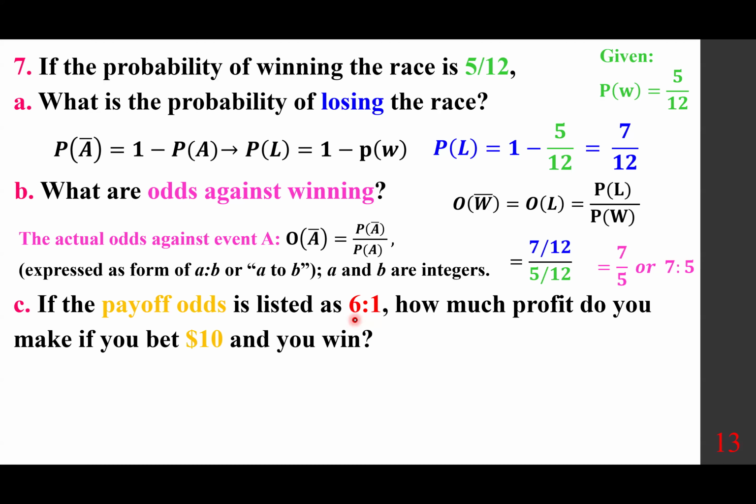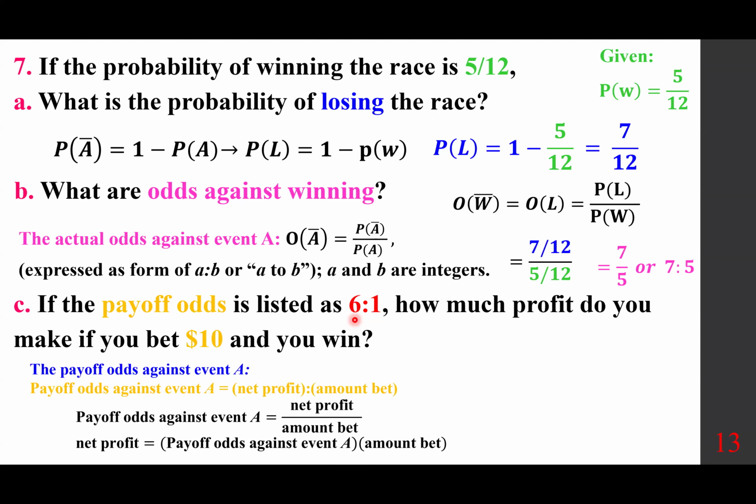If the payoff odds are listed as 6 to 1, how much profit do you make if you bet $10 and you win? Well, the payoff odds against event A is defined as net profit divided by amount of bet. So just look at this one. Cross product means net profit is the product of these two: the payoff odds and the amount of bet, 6 times 10 is $60. Very straightforward, everybody.